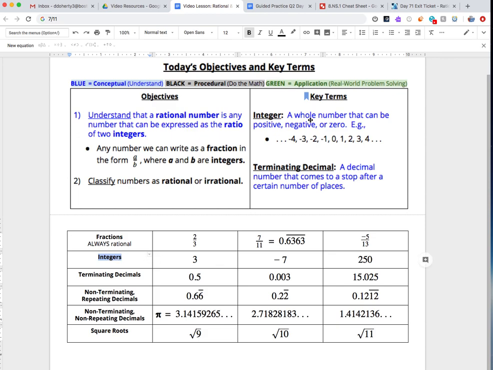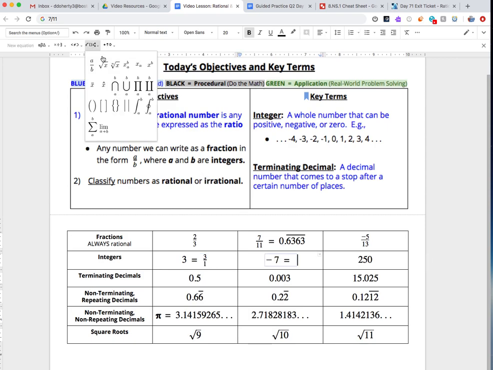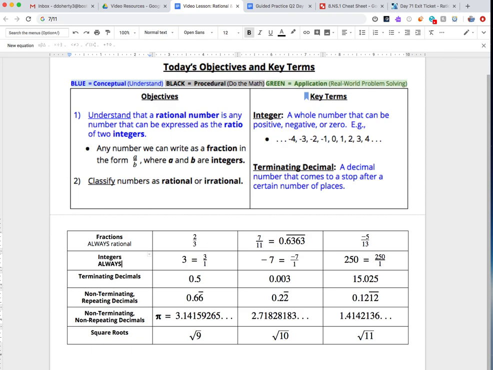Integers are whole numbers that can be positive, negative, or zero. Integers can always be rewritten as a fraction. All we need to do is put them over 1. 3 could be rewritten as 3 over 1. Negative 7 could be rewritten as negative 7 over 1, or 7 over negative 1. 250 could be rewritten as 250 over 1. So we know every single integer is also always going to be rational, because they can easily be turned into a fraction by putting them over 1.